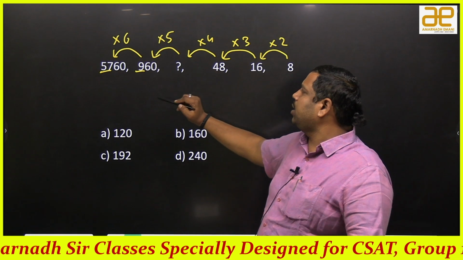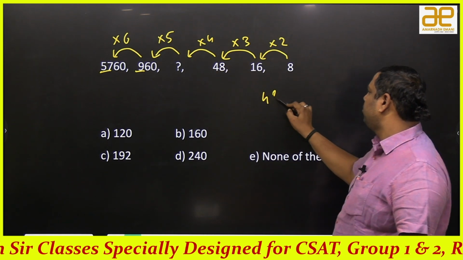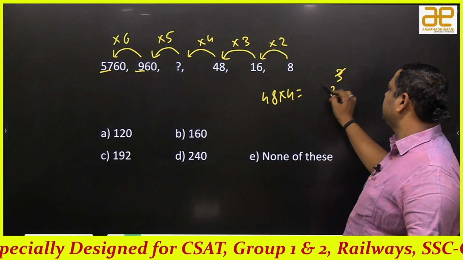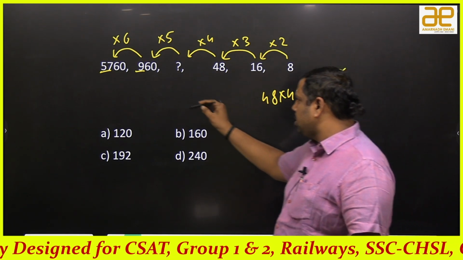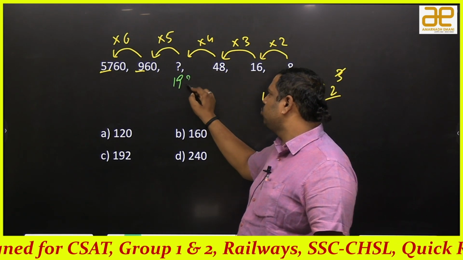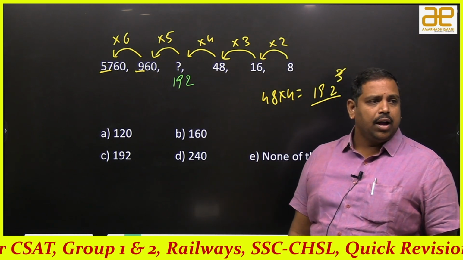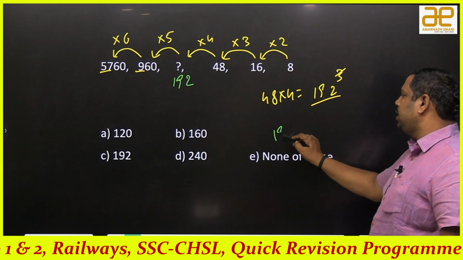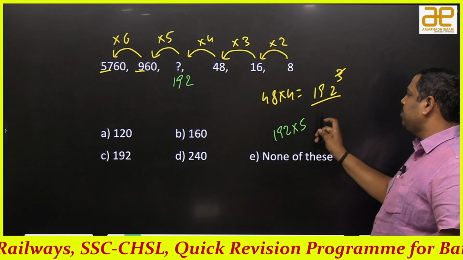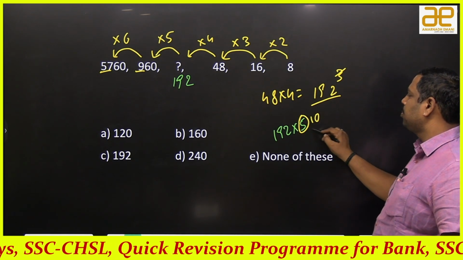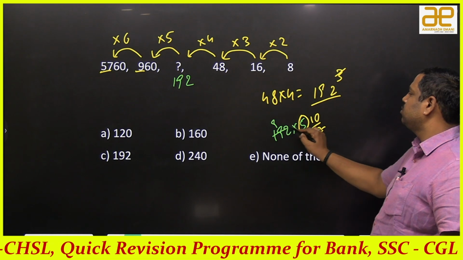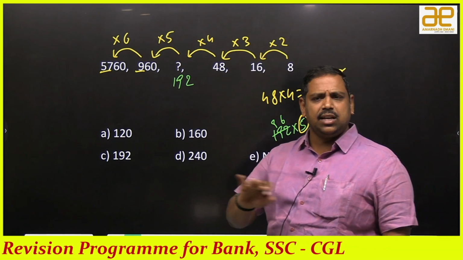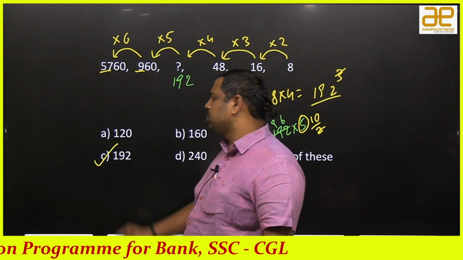Now 48 into 4 I have to do, right? So 4 8s are 32. 4 4s are 16 plus 3, 19. So 192. So now I am assuming my answer is 192, but I am not sure whether it is correct or wrong. I have to cross check whether into 5 is 960 or not. So 192 into 5. Into 5 means can I treat it as 10 by 2? 2 1s, 2 9s, 2 6s. 96 into 10 is 960, exactly matched. So my answer is damn sure correct. So 192 is the right answer.